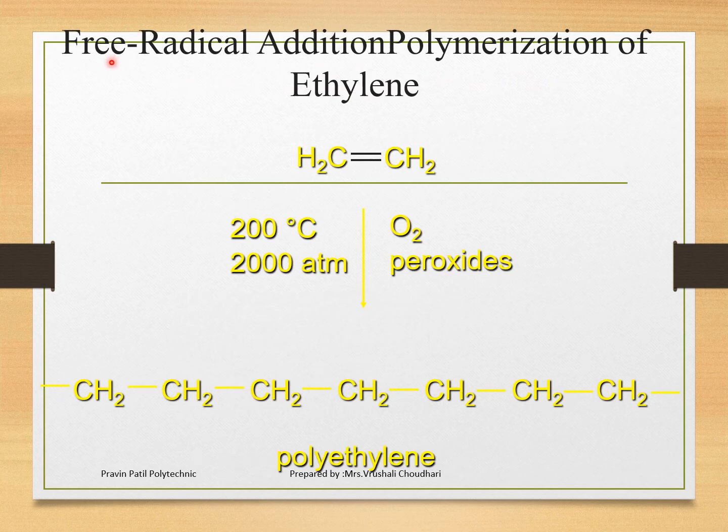Here we will observe the free radical addition polymerization of ethylene. This is a single monomer of ethylene, CH2=CH2. There is a double covalent bond between carbon and carbon. At 200 degrees Celsius, 2000 atmospheric pressure, and the catalyst is oxygen, O2 peroxide, the double bond breaks and forms a link of ethylene molecules, which is called polyethylene. This takes place in a stepwise process.